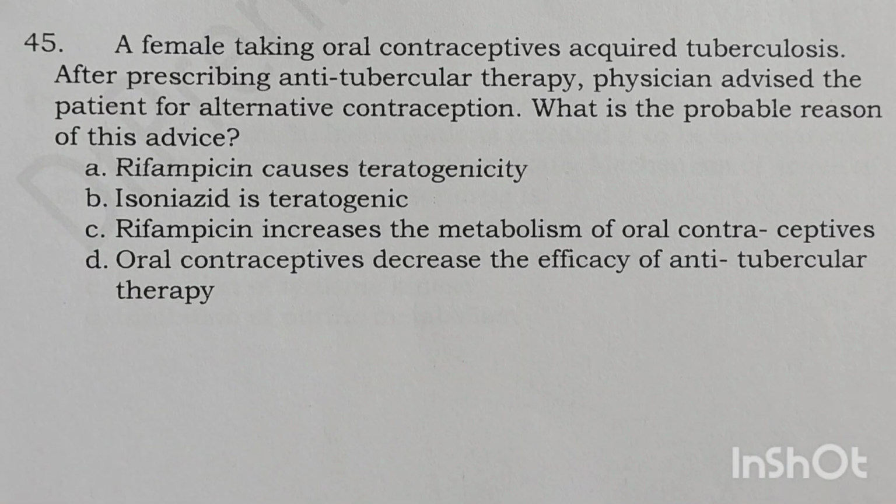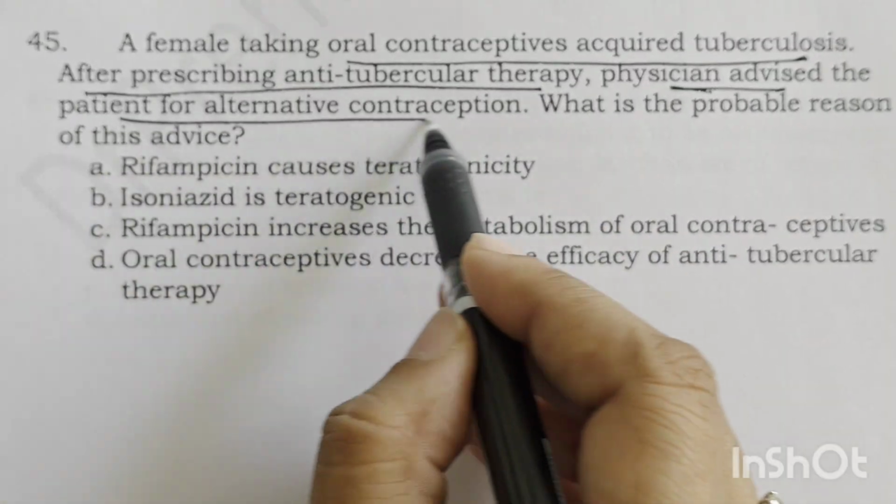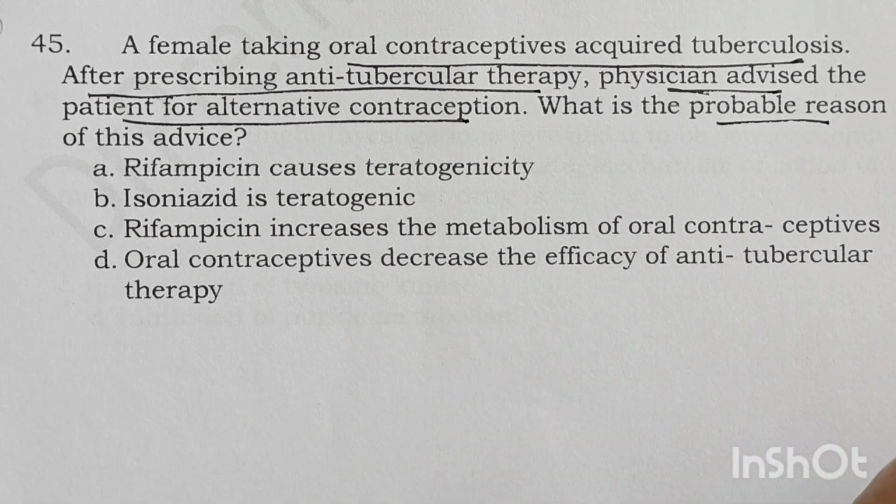Next question, a female taking OCPs acquired tuberculosis. After prescribing anti-tubercular drugs, the physician advised the patient for alternative contraception. What is the probable reason?